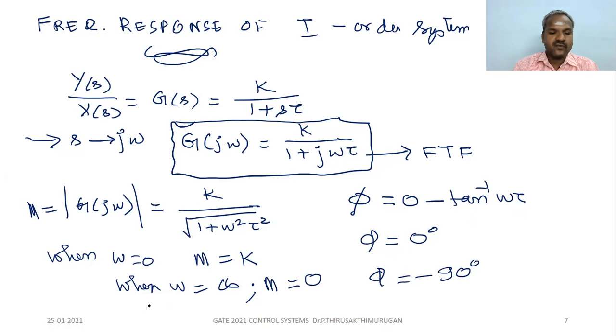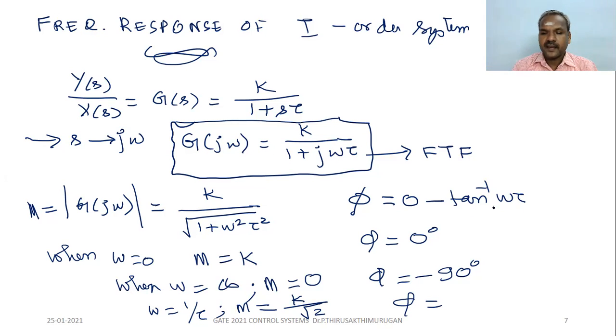Similarly, when omega is 1 by tau, what is the magnitude? You substitute here, you will be getting K by root 2. So what is the phase angle? Tan inverse of omega tau, with omega equal to 1 by tau. So we will be getting tan inverse of 1. So what is tan inverse of 1? Minus 45 degree. So using these parameters, we can plot the response.